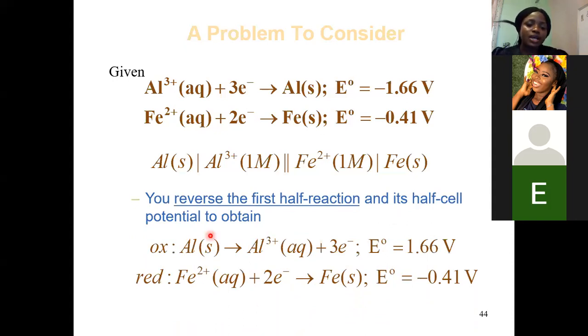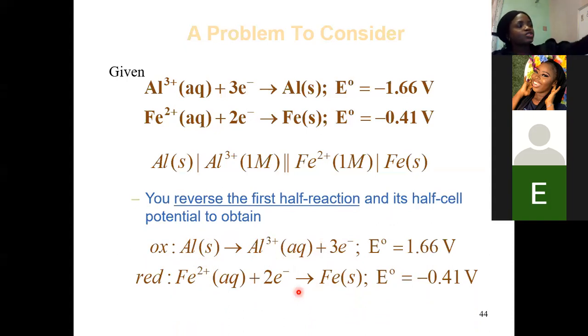Now on this slide, you can see that your oxidation has been given as aluminum, and they've rearranged the equation as it should be in oxidation, because this is oxidation. So this has been identified, and then you have your reduction as it is. Once you have done this, you then want to balance this equation.